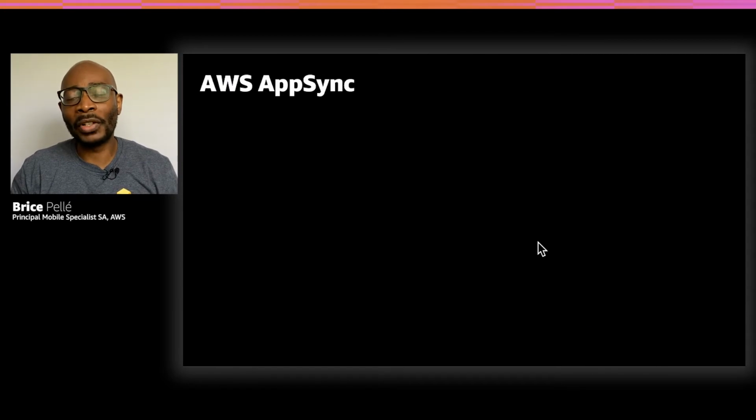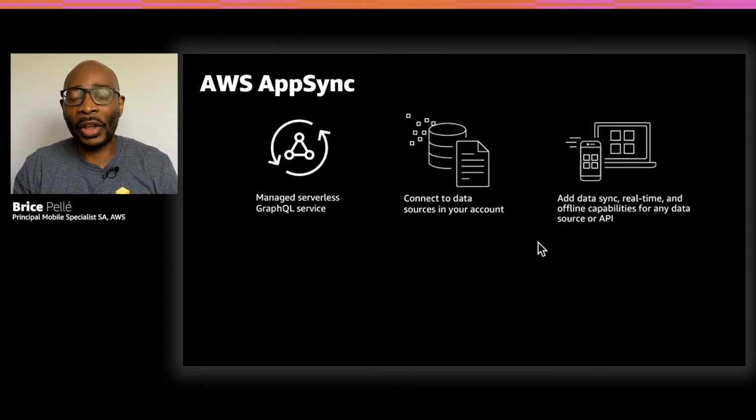There are many benefits to AWS AppSync. First of all, as I mentioned, it's a managed serverless GraphQL service, so there's no infrastructure to manage. All you have to do is bring a valid compliant schema and you can get started right away. AWS AppSync helps you connect data sources in your account. So it works out of the box with data sources like DynamoDB, AWS Lambda, with Elasticsearch. And so you can connect those easily to create full-blown applications.